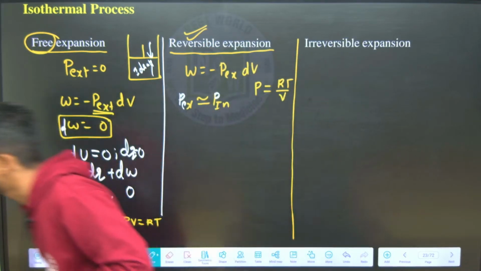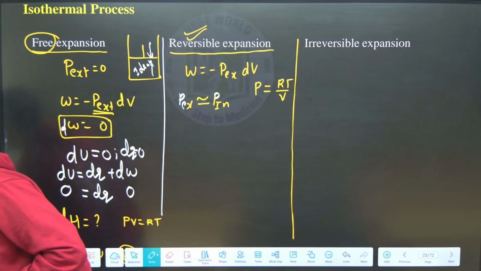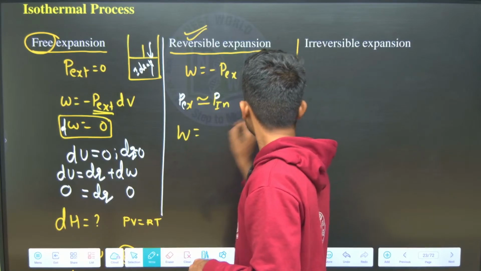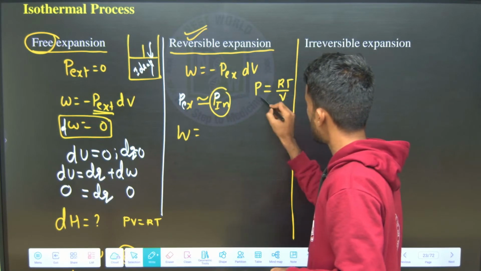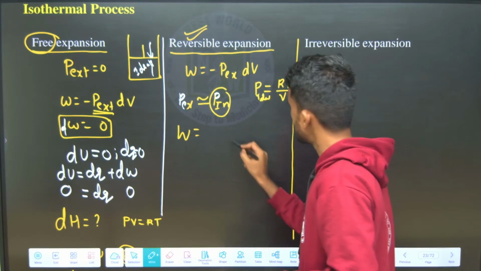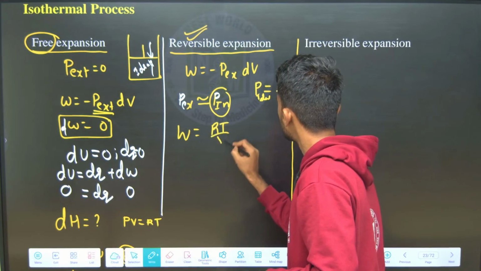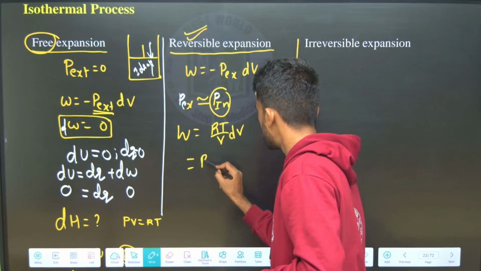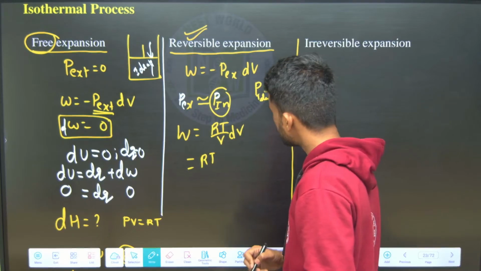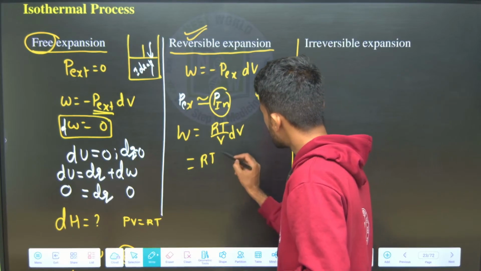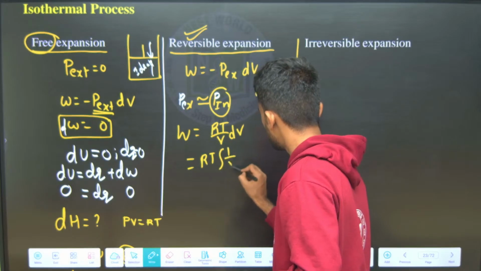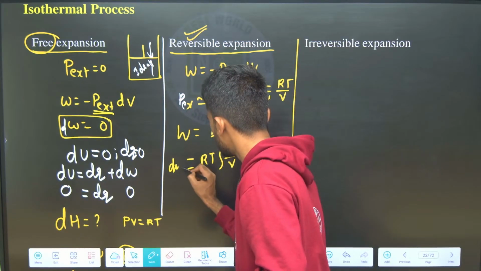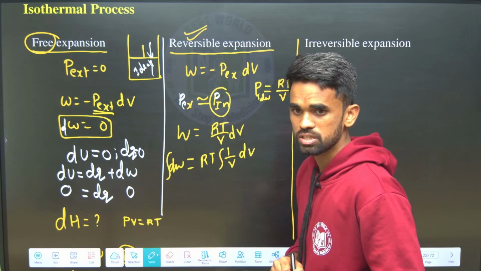Therefore what happens here? W equals, I can write P internal as the ideal gas pressure, which is nothing but RT by V dV. Can I write it like this? Yes. Now R and T are constants here. So we have 1 by V dV. Integration of 1 by V dV, what will we get?